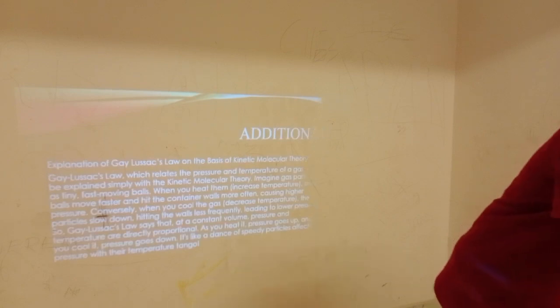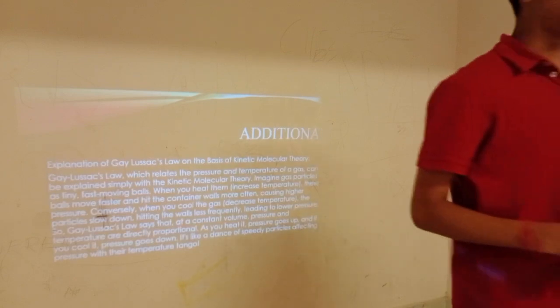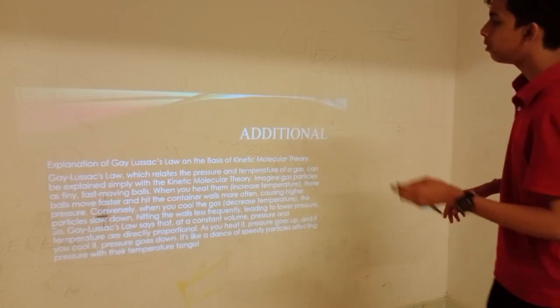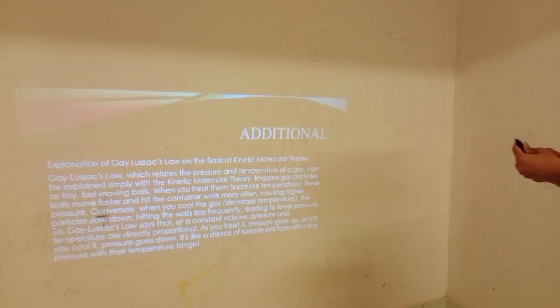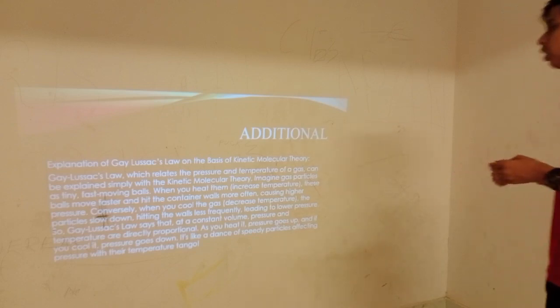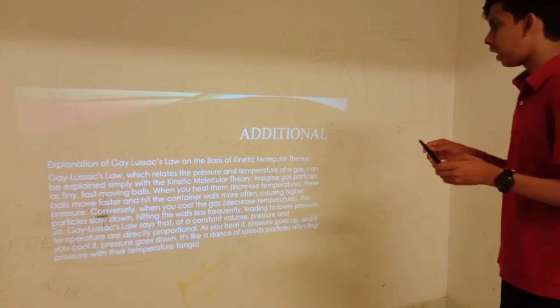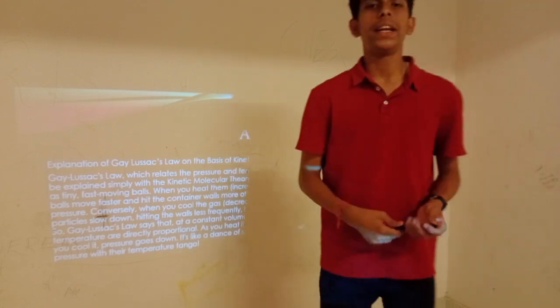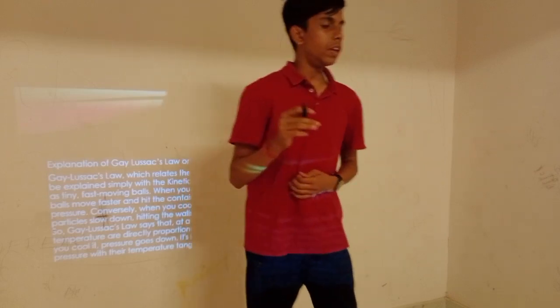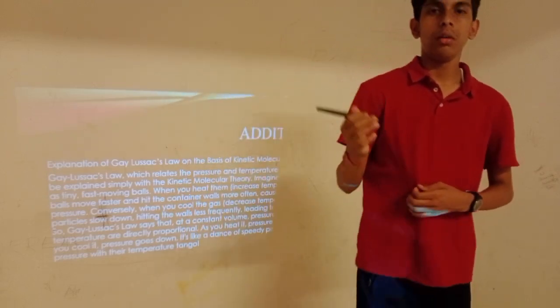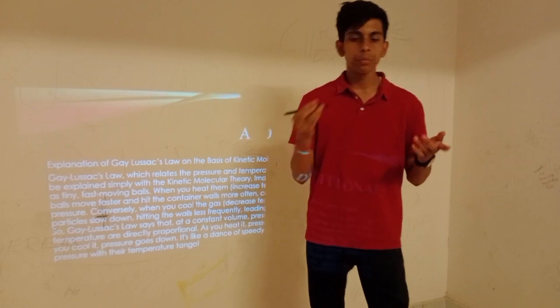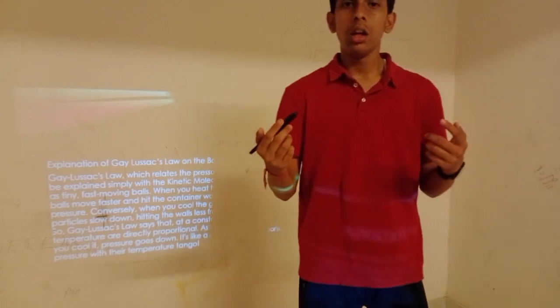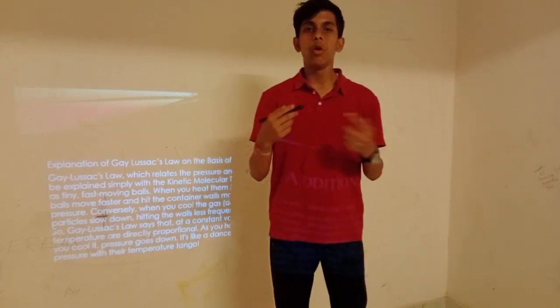Now, on the basis of kinetic molecular theory, Gay-Lussac's law, which relates the pressure and temperature of a gas, can be explained simply. Imagine gas particles as tiny fast-moving balls. When you heat them, increasing the temperature, these balls move faster and hit the container more often. A better example would be: when we increase the temperature exerted on gas molecules, they move more frantically and faster.